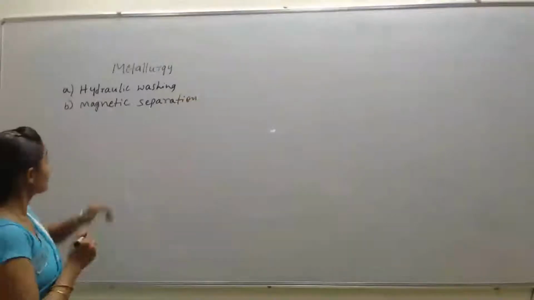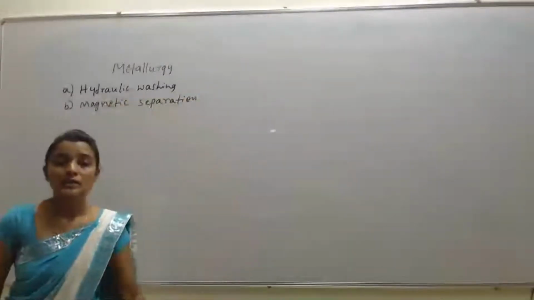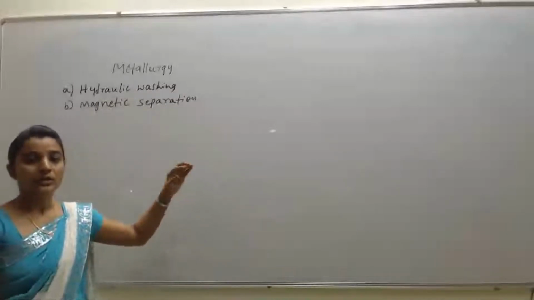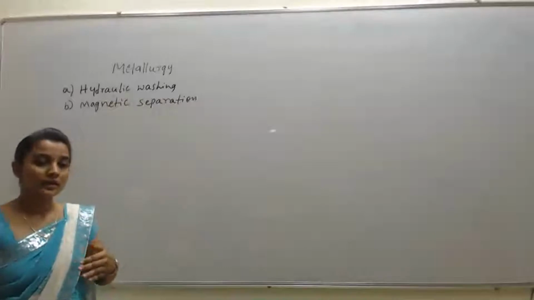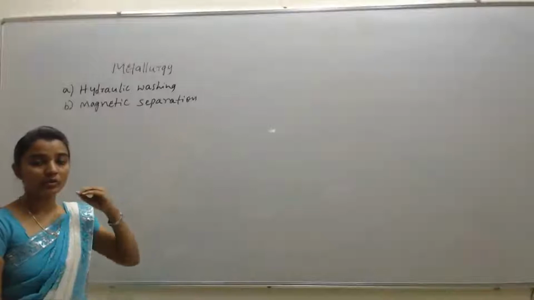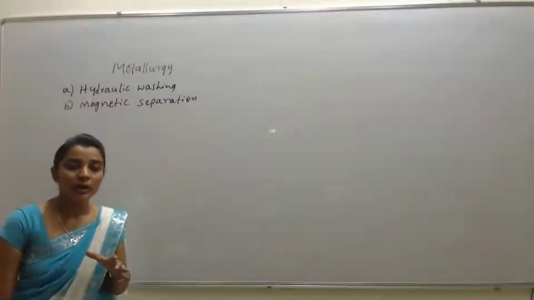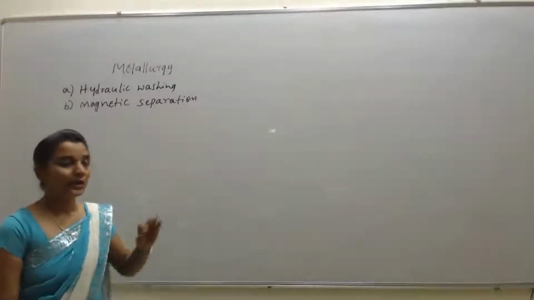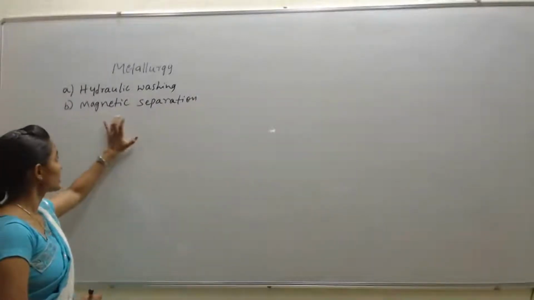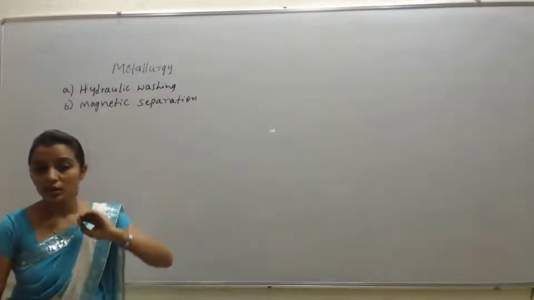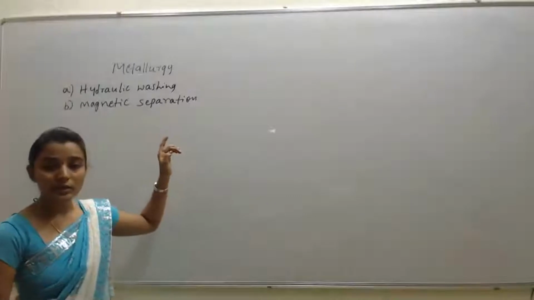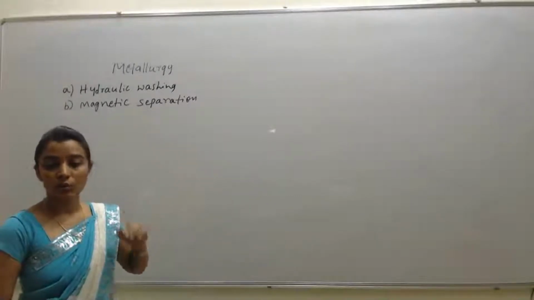Listen. Hydraulic washing means the ore is washed by a stream of water. The ore particles that are collected are denser, having more gravity compared to the gangue particles. That's why ore particles settle down and the gangue particles are carried away by the water stream. That is the principle: the separation in hydraulic washing is done by the difference in the gravities of the gangue and the ore particles.